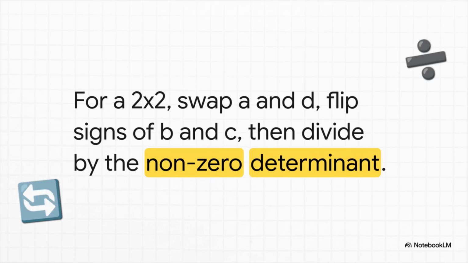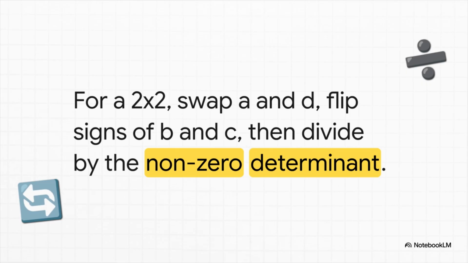Here's the thing. In matrix algebra, you cannot divide. It's just not an operation we do. Instead, we use the inverse, written as A to the negative 1. When you multiply a matrix by its inverse, you get the identity matrix, which remember is our matrix equivalent of the number 1.